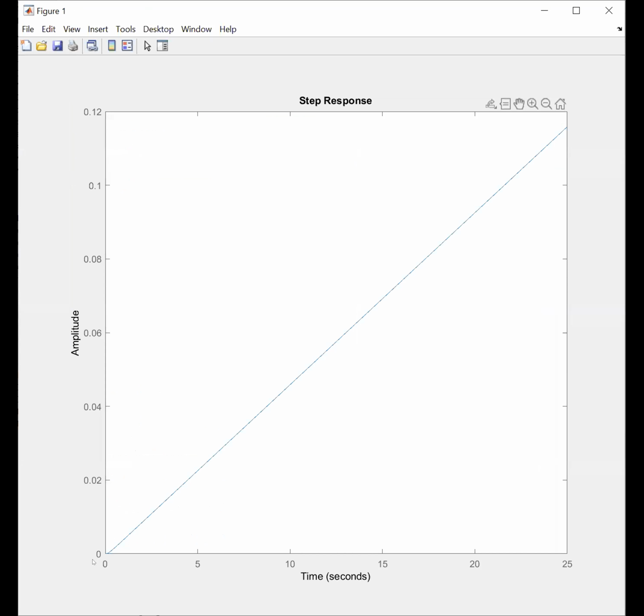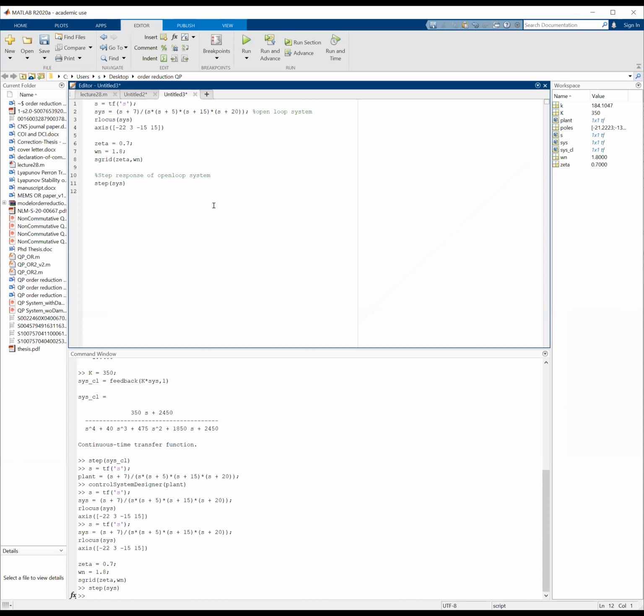and then you will observe, wow, the step response is like a straight line. It goes all the way up. It does not dampen out. Now what I'm going to do is I'm going to create a closed loop system, and this is very important. So how do I create a closed loop system?